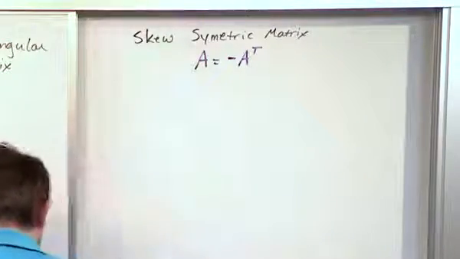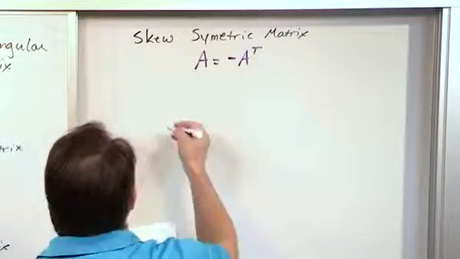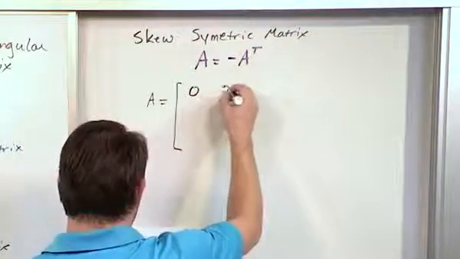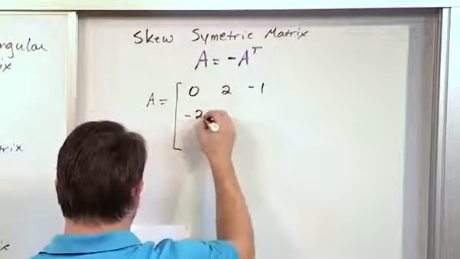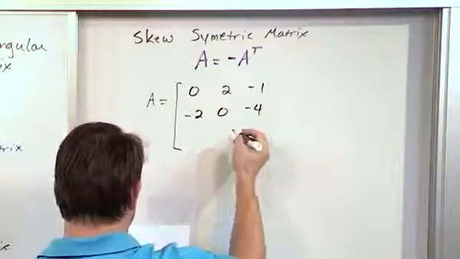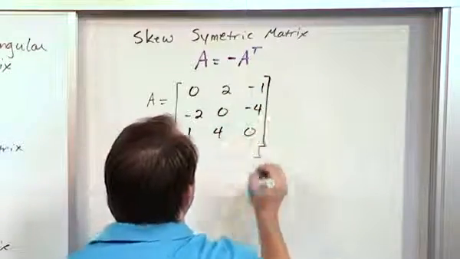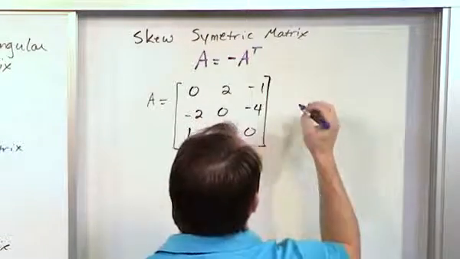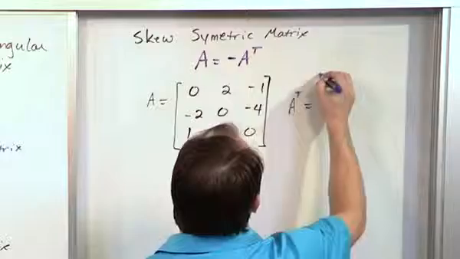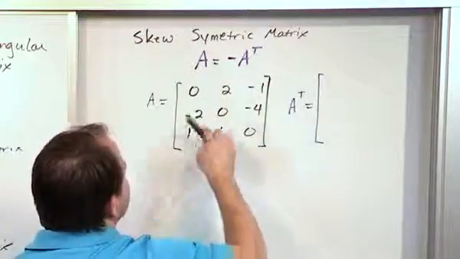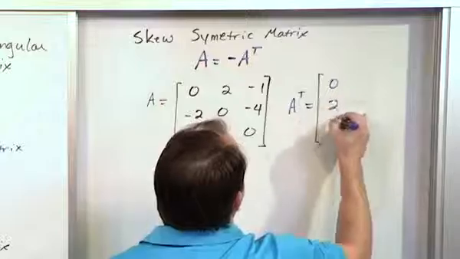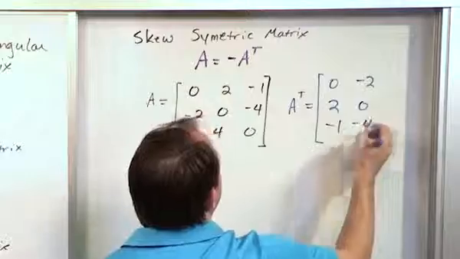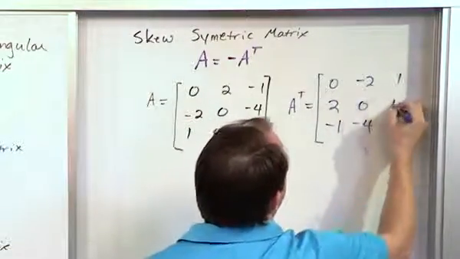So let's give a quick example and show you how to figure out if a matrix is skew symmetric or not. So what we have is matrix A: 0, 2, negative 1, negative 2, 0, negative 4, 1, 4, 0. All right. Now the next step, once we get our matrix, is let's go ahead and form its transpose. Do things one step at a time. I'll take this row and make it into a column: 0, 2, negative 1. I'll take this row and make it a column, so it'll be negative 2, 0, negative 4. And then I'll take this and make it a column, 1, 4, 0.